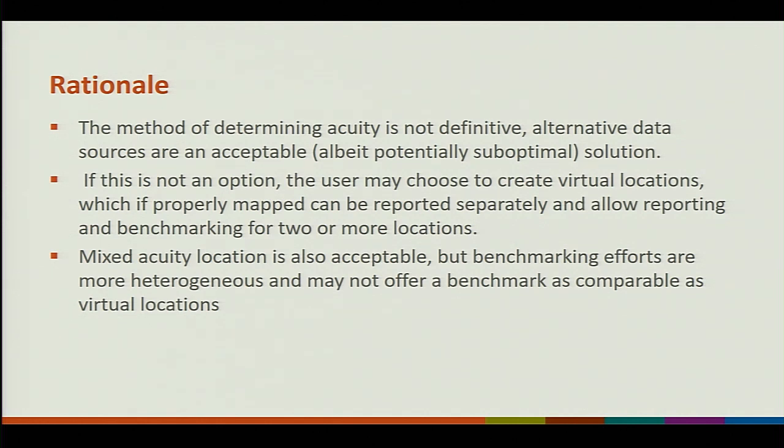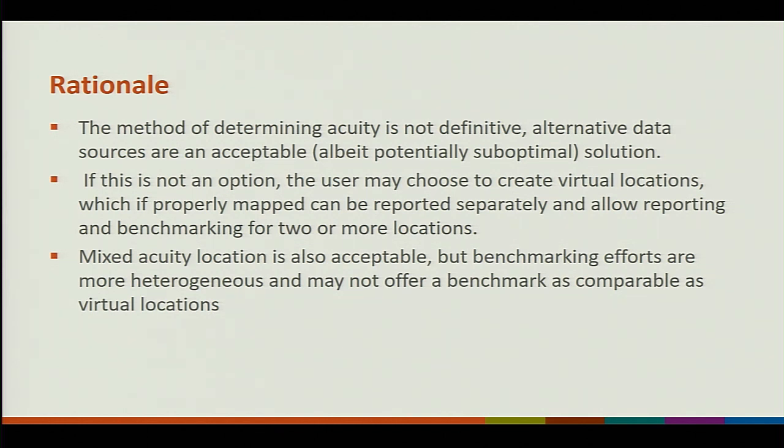Again, the rationale we're using here: if you ultimately use a different method to determine the unit breakdown, and you determine that it's not definitive, alternative data is acceptable. It may be suboptimal, but that's an option to maybe get closer to the truth of what type of patients you have. However, that might not be an option for you. You may choose to create 2 virtual locations, which if properly mapped can be reported separately and allow reporting and benchmarking for 2 or more locations.